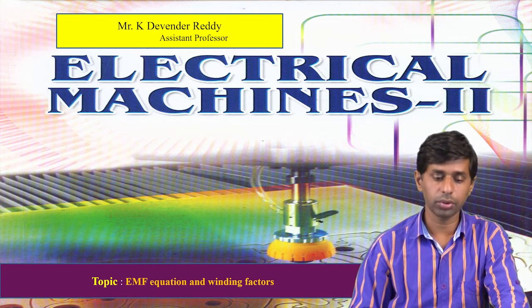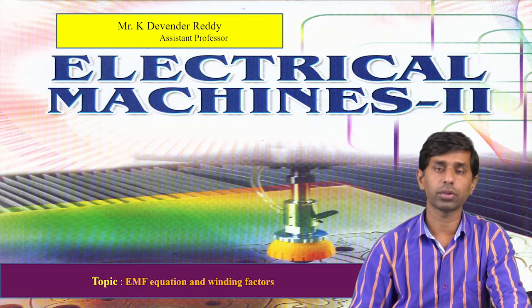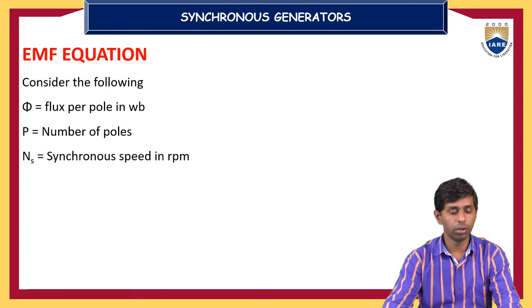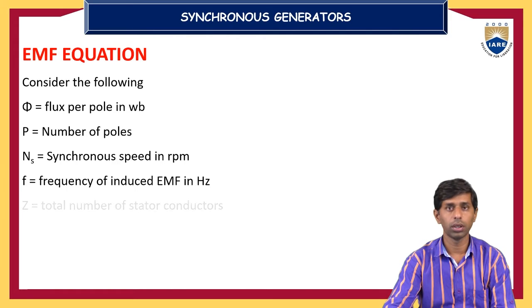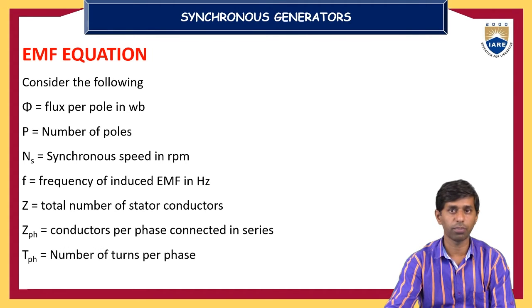In this video, we are going to discuss the EMF equation of an alternator and the winding factors of an alternator. So consider the following. Phi is the flux per pole in Webers. P is the number of poles. Ns is the synchronous speed in RPM, rotations per minute. f is the frequency of induced EMF in hertz. Z is the total number of stator conductors. Z phase is the total number of conductors per phase connected in series. T phase is the number of turns per phase.